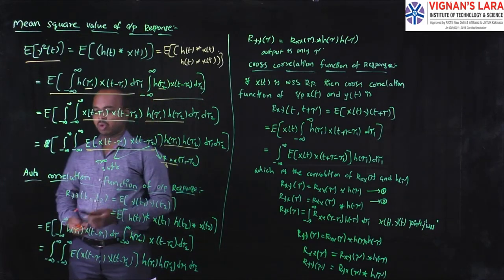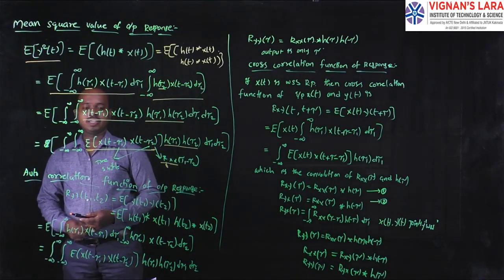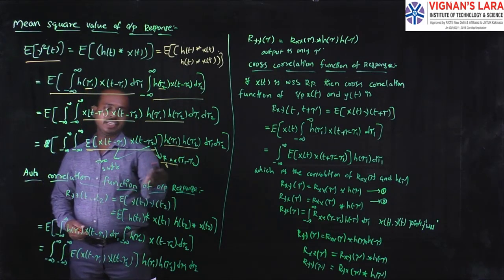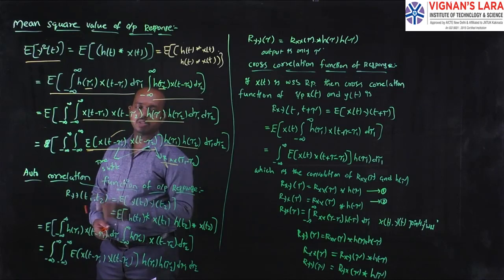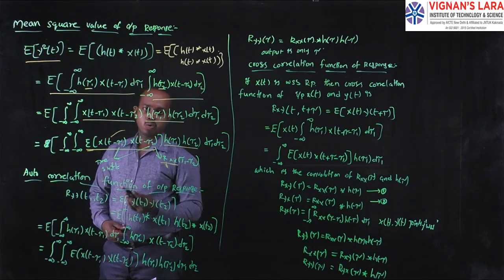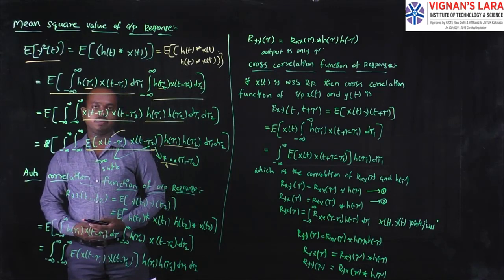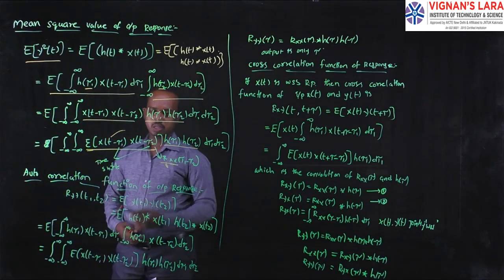Coming to the next one. Here, for the response of a system, you see the autocorrelation, and this gives the representation of the mean square value of the output response. Coming to the next topic, the autocorrelation function of the output response.